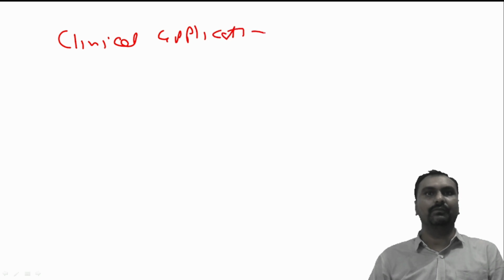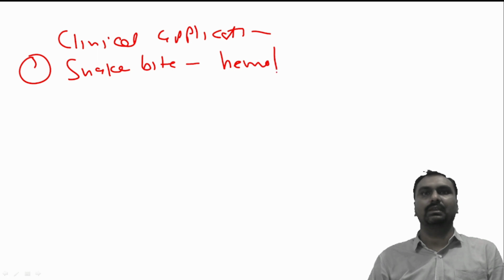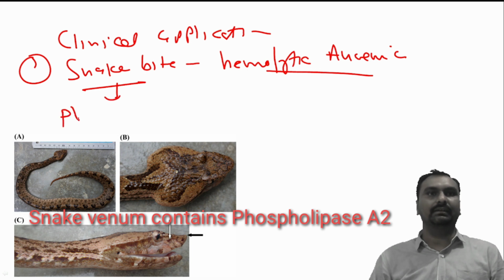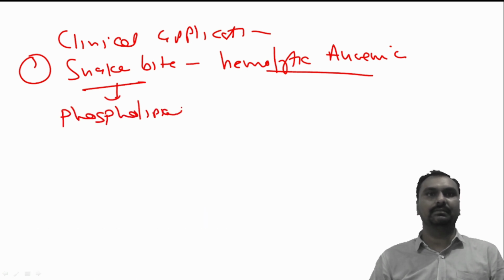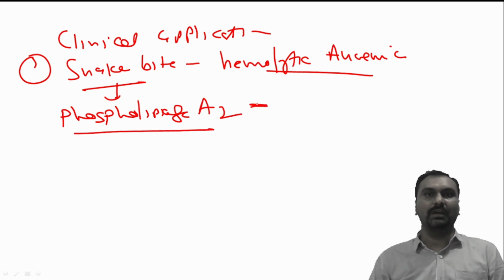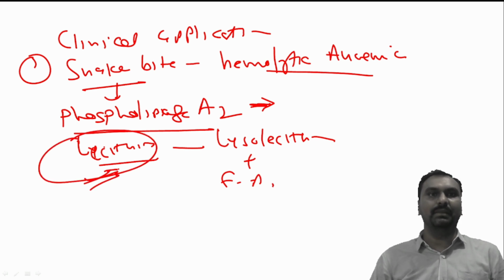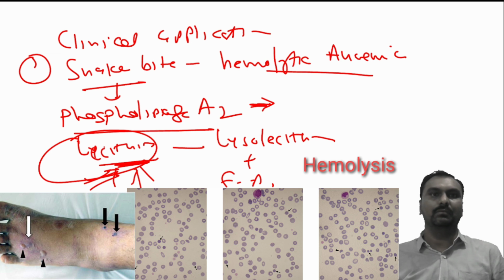One is frequently asked in 2-mark questions and viva also: why does snake bite lead to hemolytic anemia? What would be the reason? Because the snake venom contains phospholipase A2. This phospholipase A2 will break down lecithin to lysolecithin and fatty acid. And because lecithin is an integral part of the RBC membrane, the membrane structure will be damaged and it will lead to hemolysis.